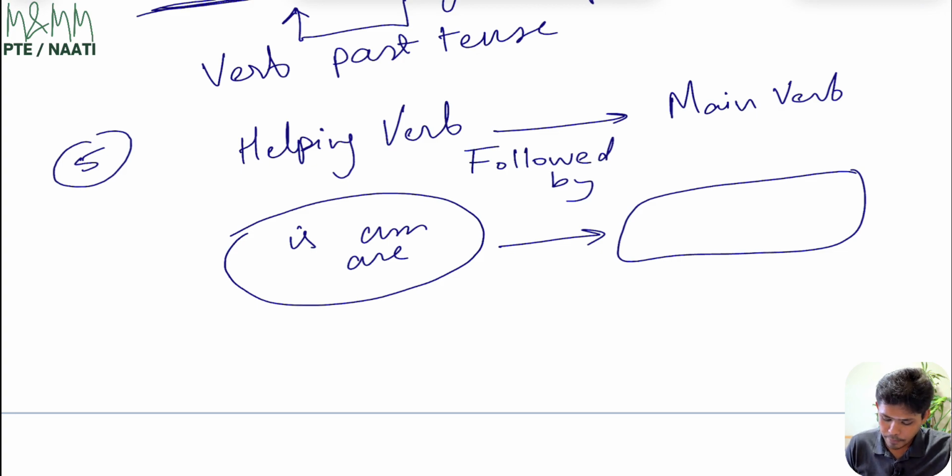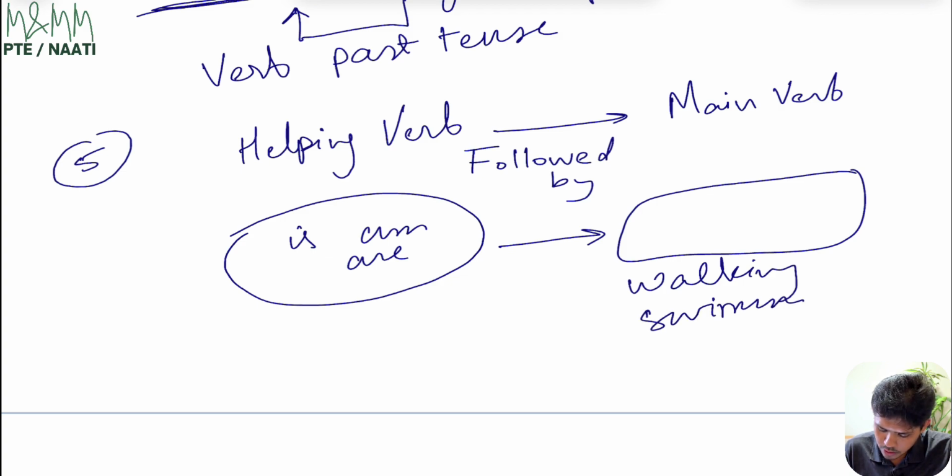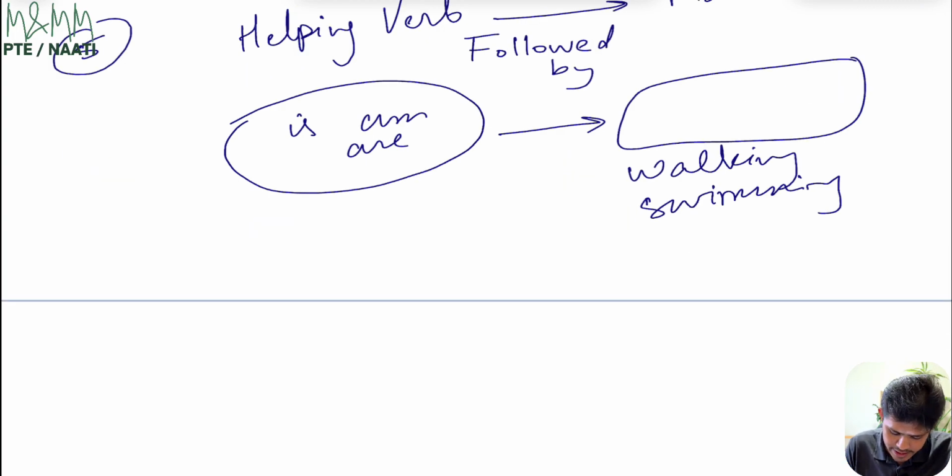Now for example, what can be my main verb? I can have walking, I can have swimming, some sort of an action. Verb is what? Some sort of action. If you're walking, that is some sort of an action. That is a verb. If you're swimming, you're exercising, that is some sort of an action. That is your verb.